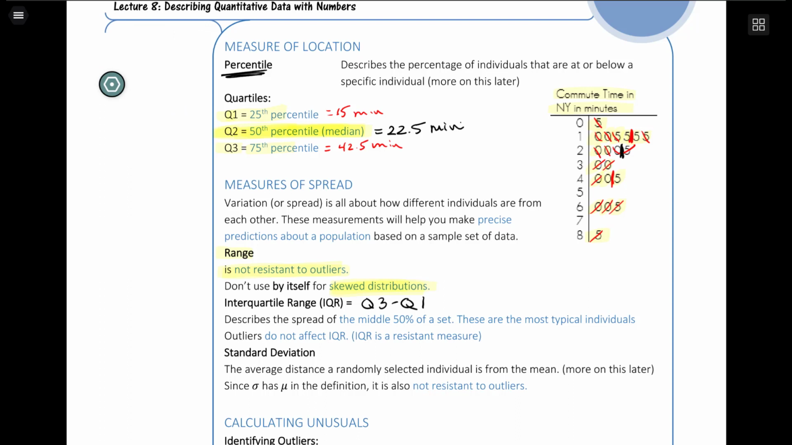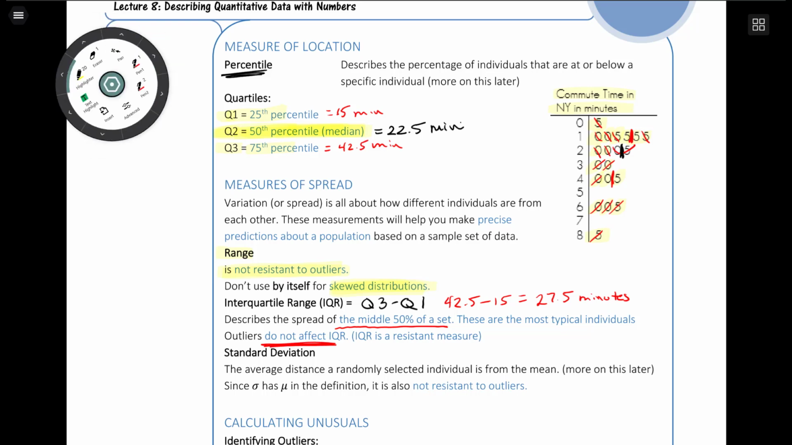Q3 minus Q1, we have 42.5 minus 15 gives us an IQR of 27.5 minutes. So what that tells me is that the middle 50% of all individuals in this set varied by 27.5 minutes in their commute time. So what these do is talk about the most typical individuals and how much they vary from each other, okay? The nice thing about these is that outliers do not affect IQR.